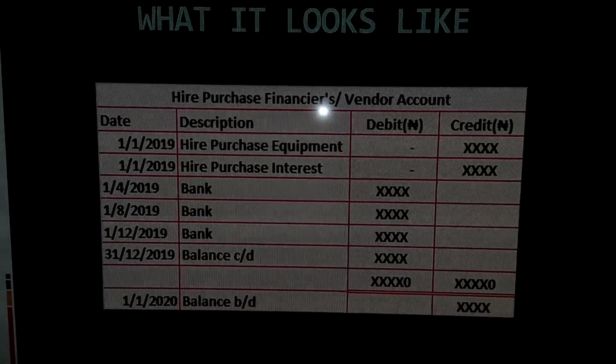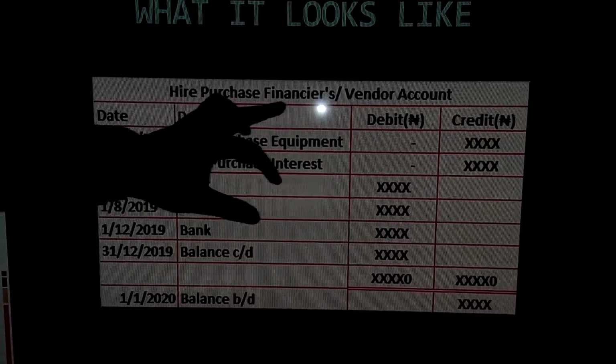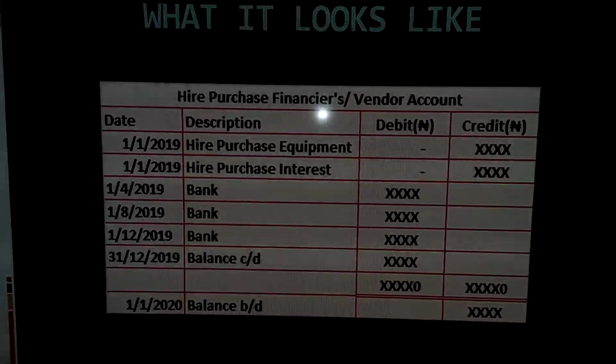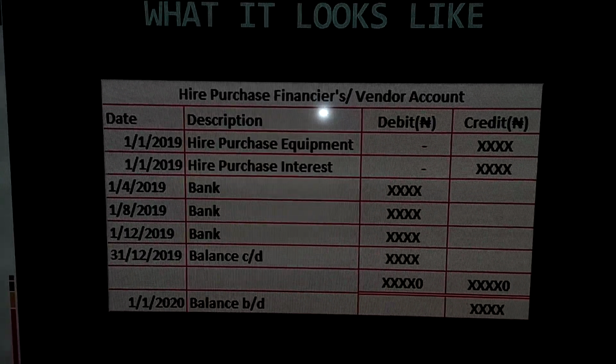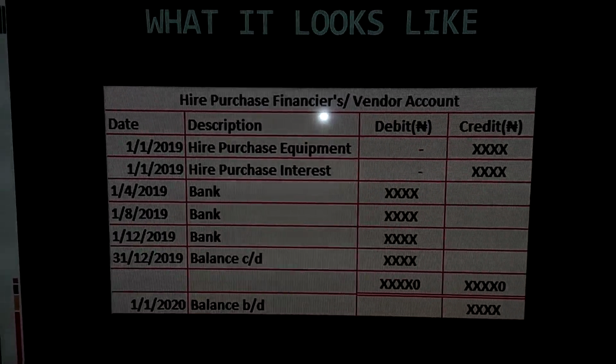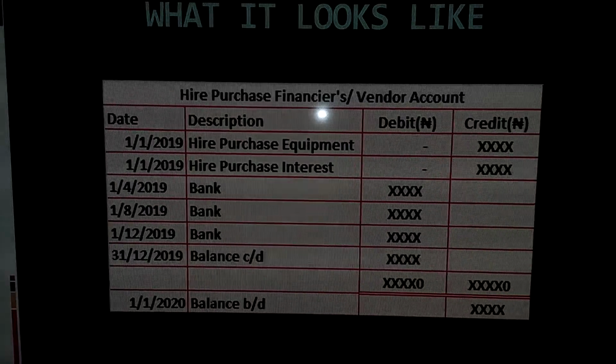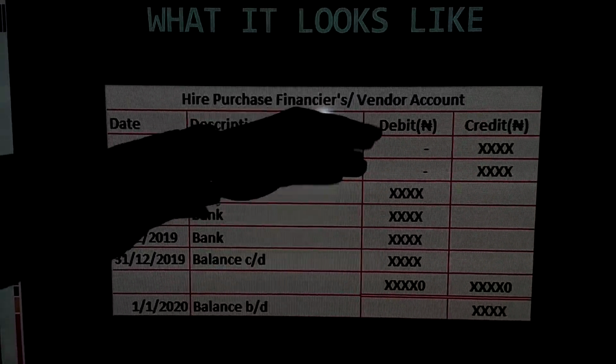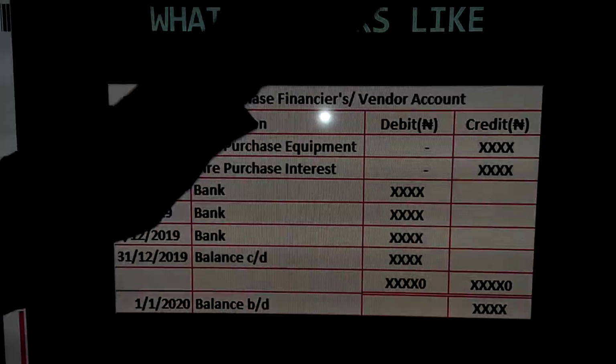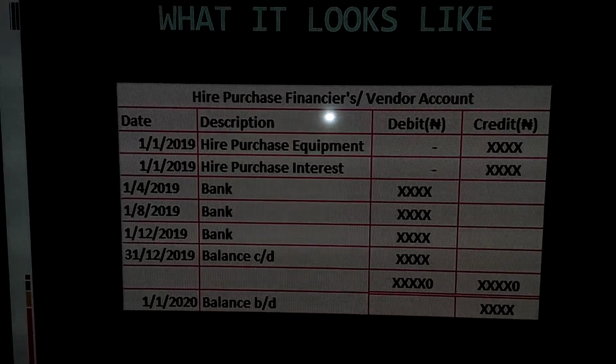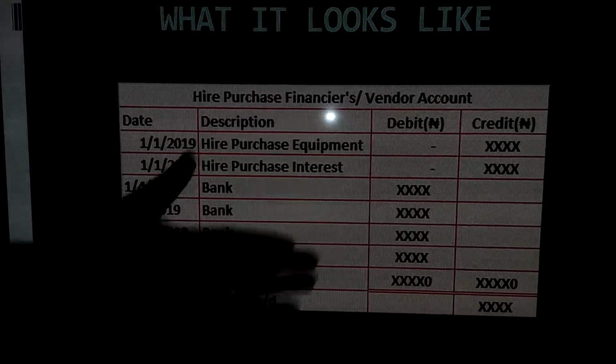So this is an example of what I'm saying. This is the hire purchase financier's or vendor account, okay? You can as well say hire purchase seller account, depending on what you want to call it. Or you say hire purchase vendor account, whatever name the vendor bears. If it is maybe Babes Limited, put Babes Limited there.